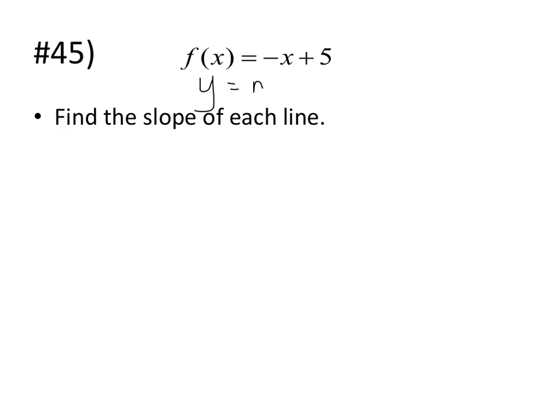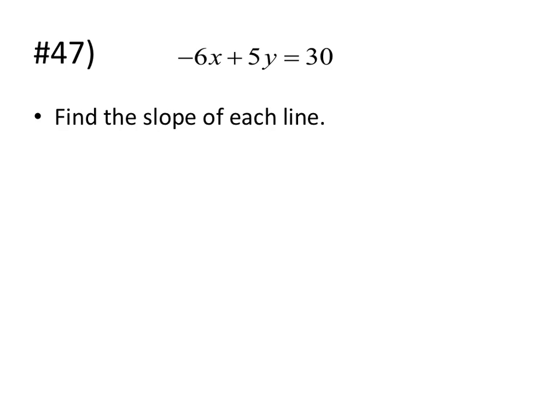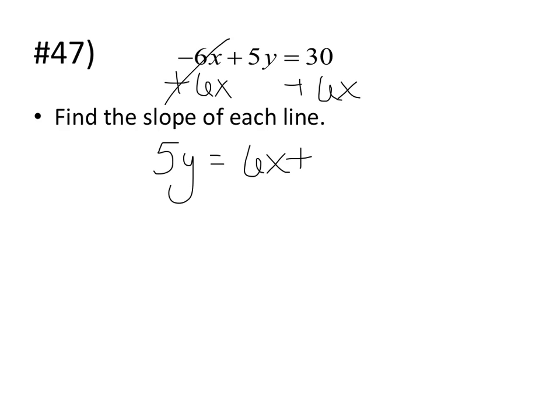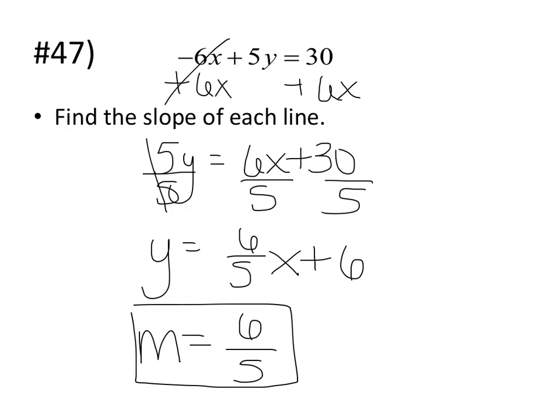Find the slope of each line. Y equals mx plus b. So m is negative 1. Okay, so in order to find the slope, I need to put it in slope-intercept form. So I'm going to add 6x to both sides, giving me 5y equals 6x plus 30. Divide each piece by 5. You get y equals 6/5 x plus 6. So your slope is 6/5.